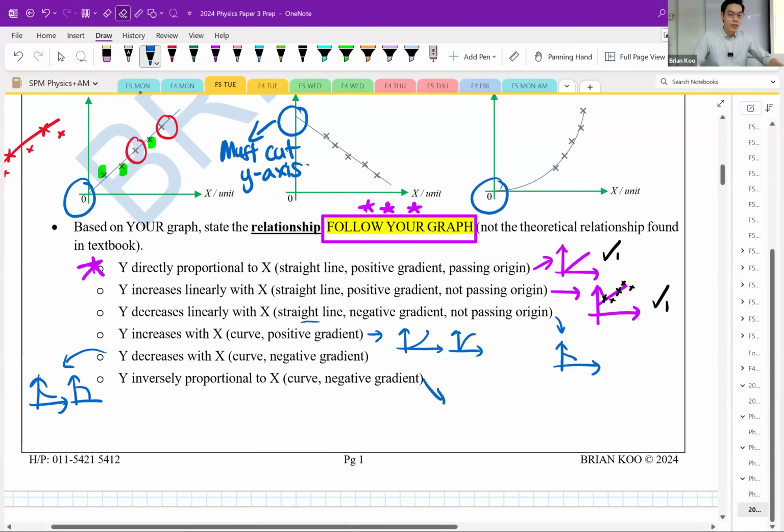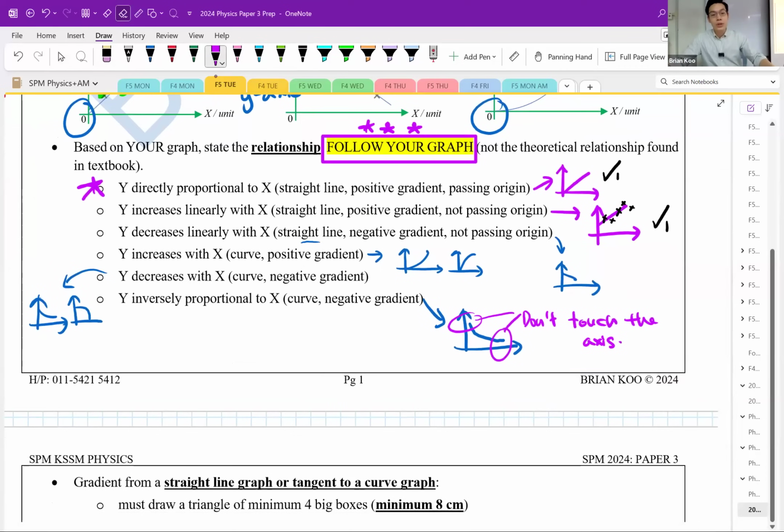Lastly is inversely proportional. So like this. The graph doesn't touch the axis for inversely proportional. So that is the difference between that one and the "decreases with" graph. "Decreases with" can touch the axis, but inversely proportional cannot.